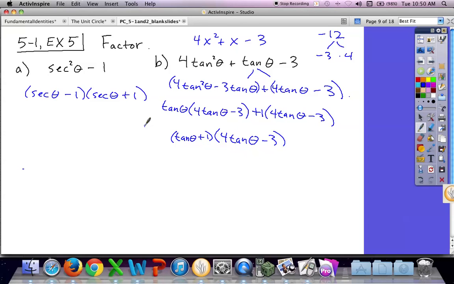If you prefer, you could have just factored that, and then at the last step, substitute x equals tan theta. If you didn't want to work with tan theta everywhere, just factor that, and then when you get to the end, everywhere you have an x, put a tan theta.